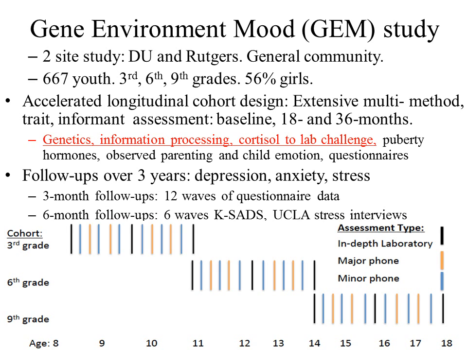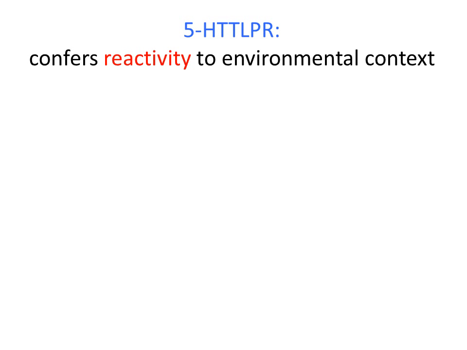Just want to say a little bit: two-site study, general community sample, third, sixth, ninth graders, accelerated longitudinal cohort design. You can see that at the bottom. And we did a lot of measurement here: some genetics, information processing, cortisol to lab challenge. We did observation, lots of stuff, and followed these kids now actually longer than 3 years. So let me get to the actual finding.